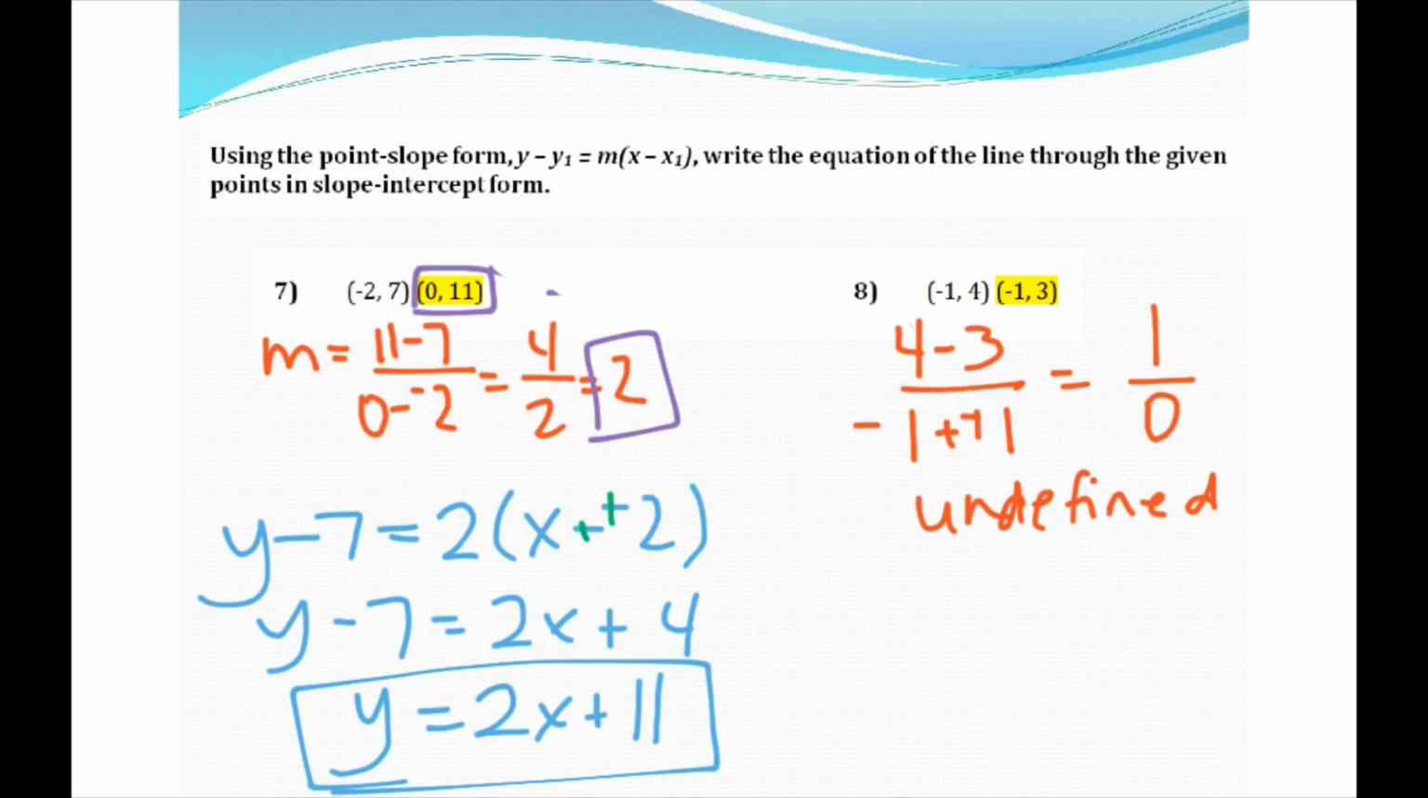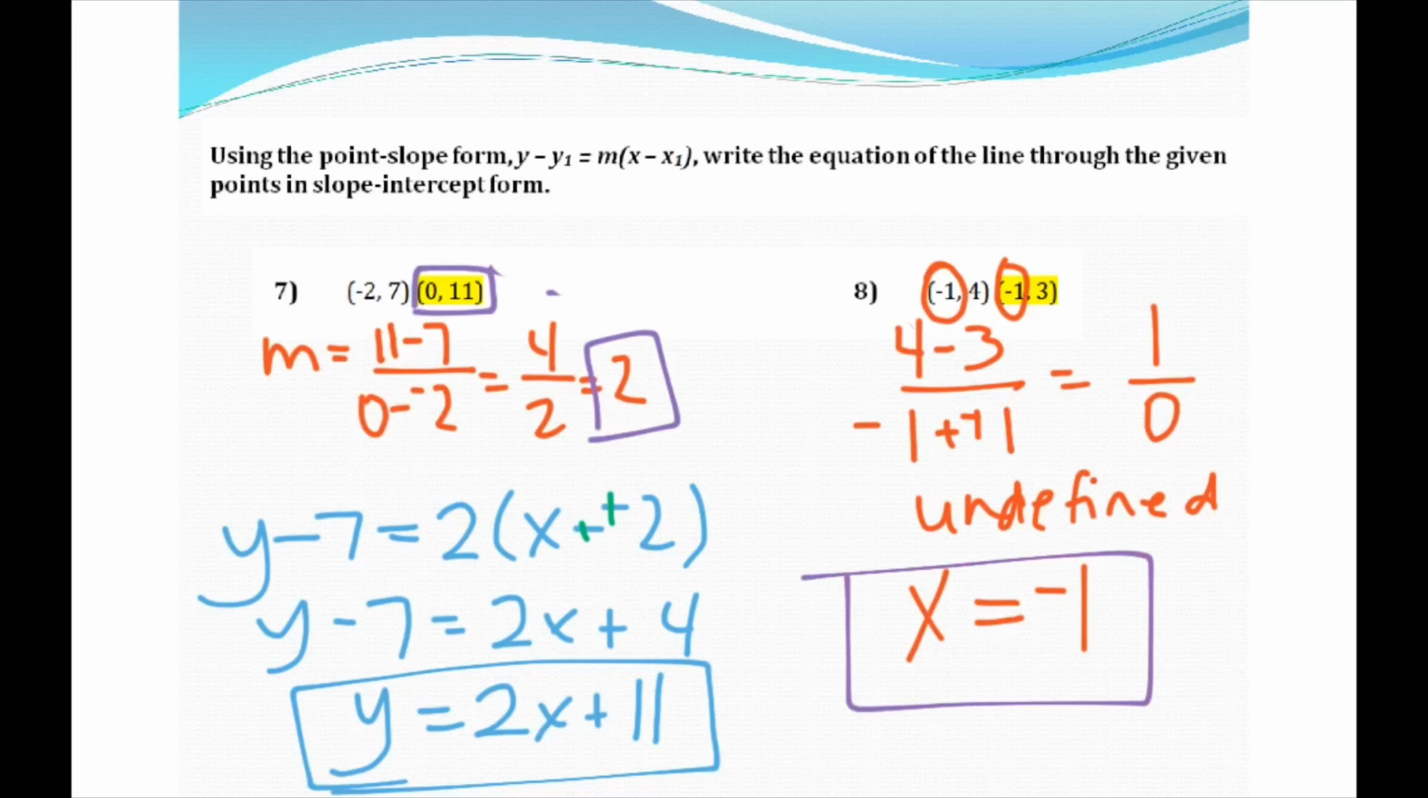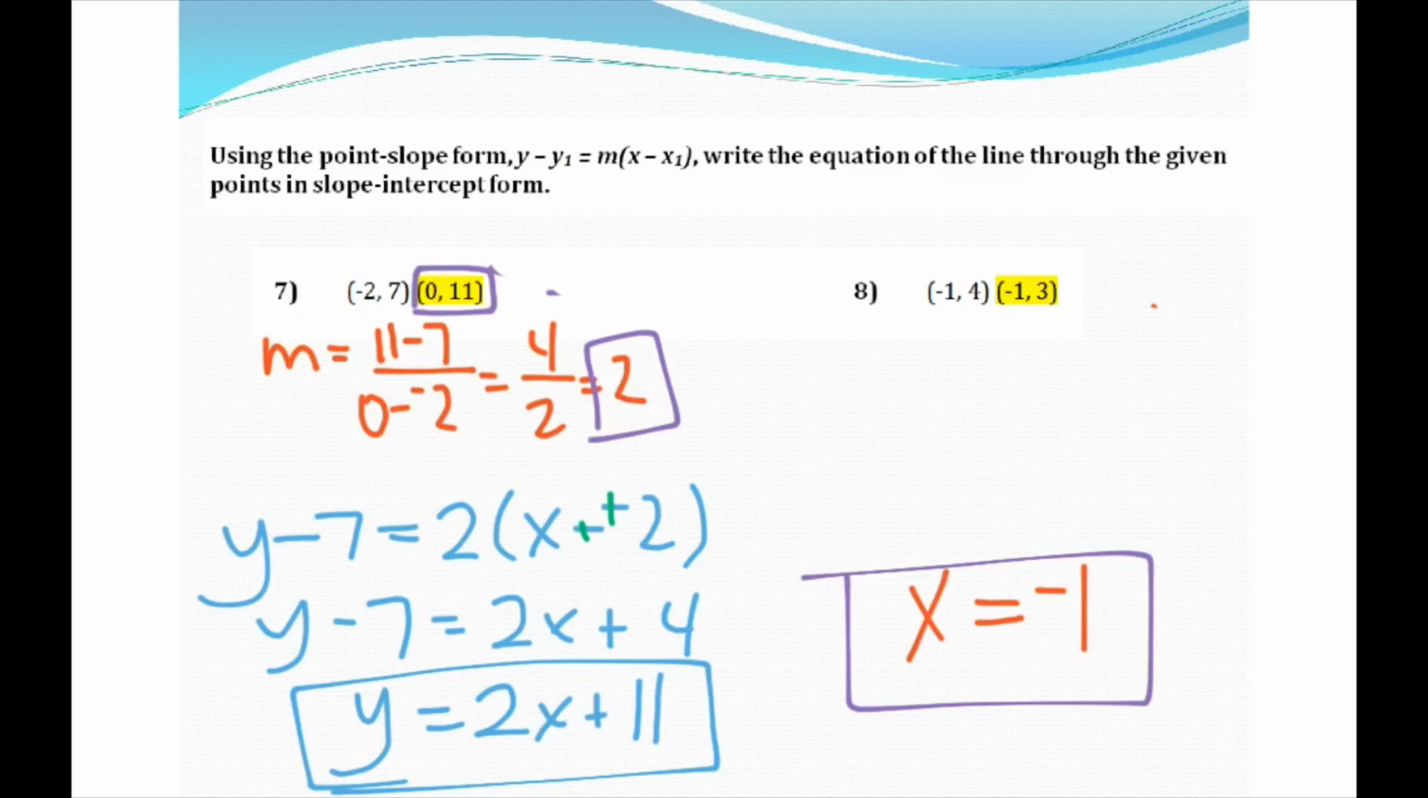The equation of the line, it's going to go through the x-axis. Where does it go through the x-axis? At negative 1. So if you happen to recognize that right at the very beginning of the problem, you could actually go straight from looking at the points and saying, oh hey, both of the x's are negative 1, therefore that's what my equation is going to be. Or you can go through the whole process.